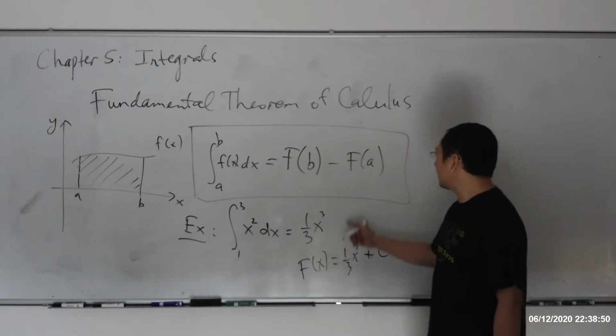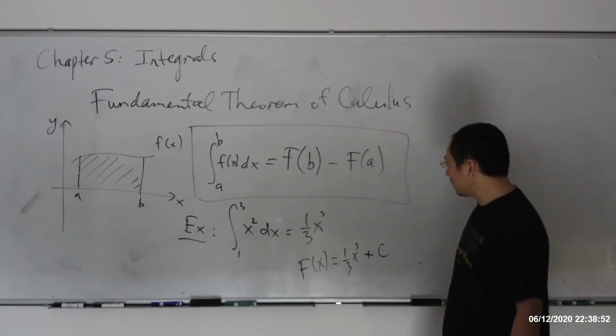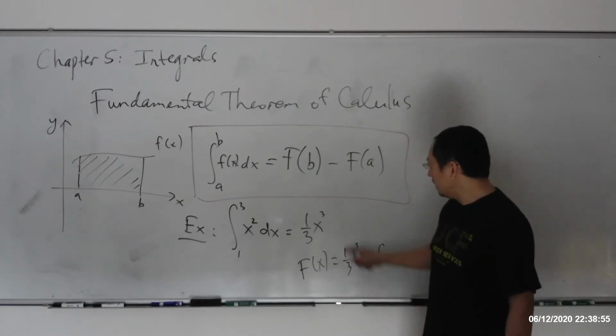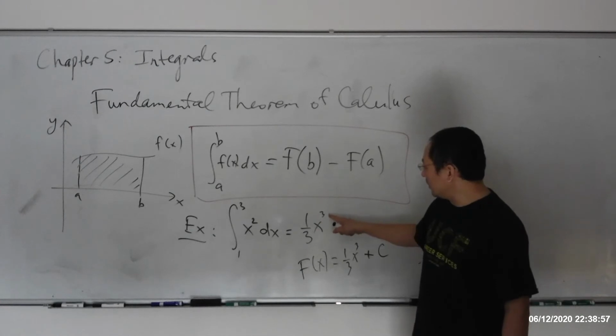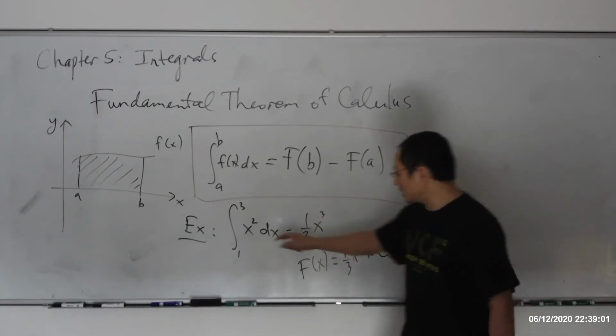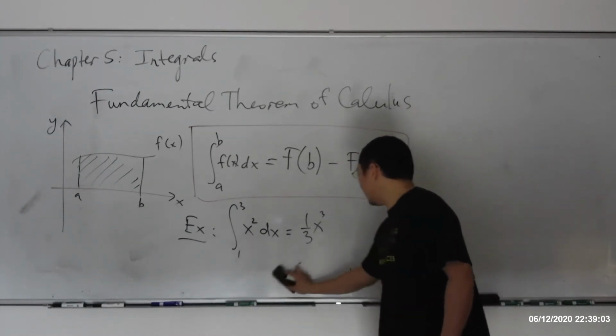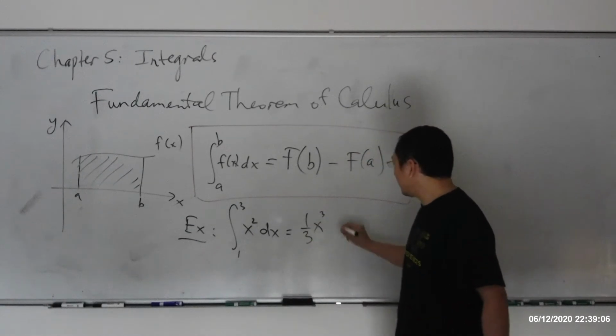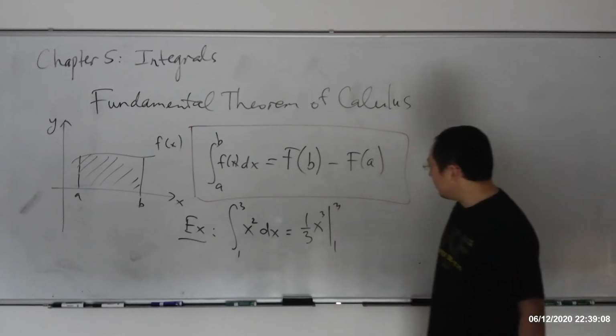Okay, I'm just writing here because later I'm going to do subtraction, so the c is going to cancel out. 1/3 of x cubed. Check it out. 1/3 of x cubed, take the derivative. The derivative of x cubed is 3x squared. The 3 is going to cancel out the 1/3, so it's x squared. Okay, and we're going to evaluate this function from 1 to 3. This is how people usually write it.